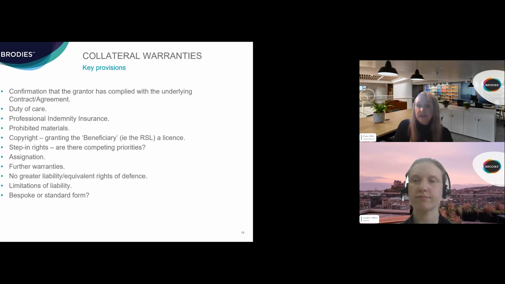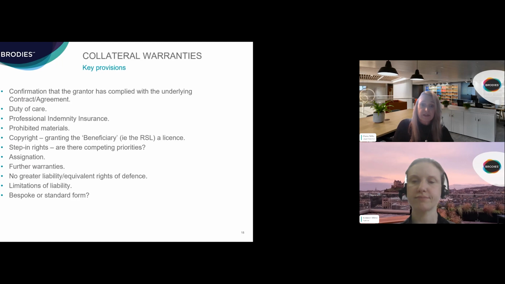I've set out on this slide some key provisions that are usually contained within the collateral warranty. Briefly, these are confirmation and undertaking that the person who's granting the collateral warranty has complied with the underlying contract, be that the subcontractor appointment agreement. There's usually a typical duty of care provision. The grantor of the warranty will be obliged to maintain professional indemnity insurance at a specific level for a set number of years. There'll usually be an undertaking in the warranty that the grantor of the warranty hasn't specified for use in the works any prohibited materials.